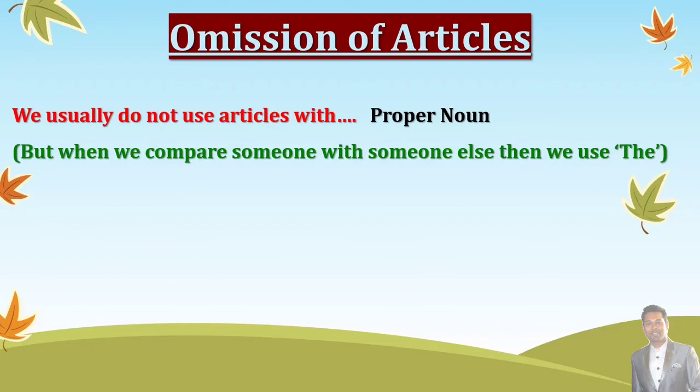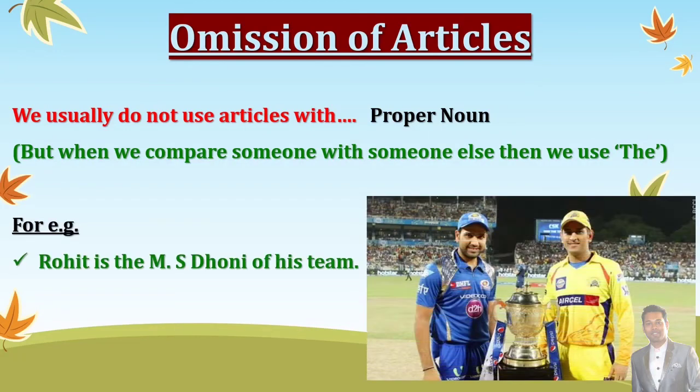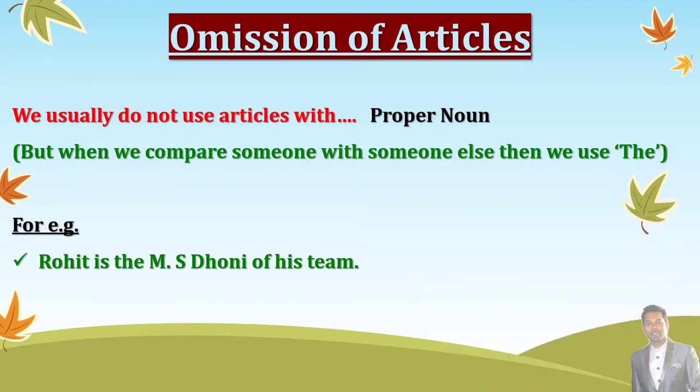But when we compare someone with someone else, then we use the before proper nouns too. Let us take an example. I know it's getting complicated. For example, Rohit is the MS Dhoni of his team. Here, the first proper noun is Rohit. We have not used any article here with it. But the next one, that is MS Dhoni. MS Dhoni is a famous cricketer. We all know about him.